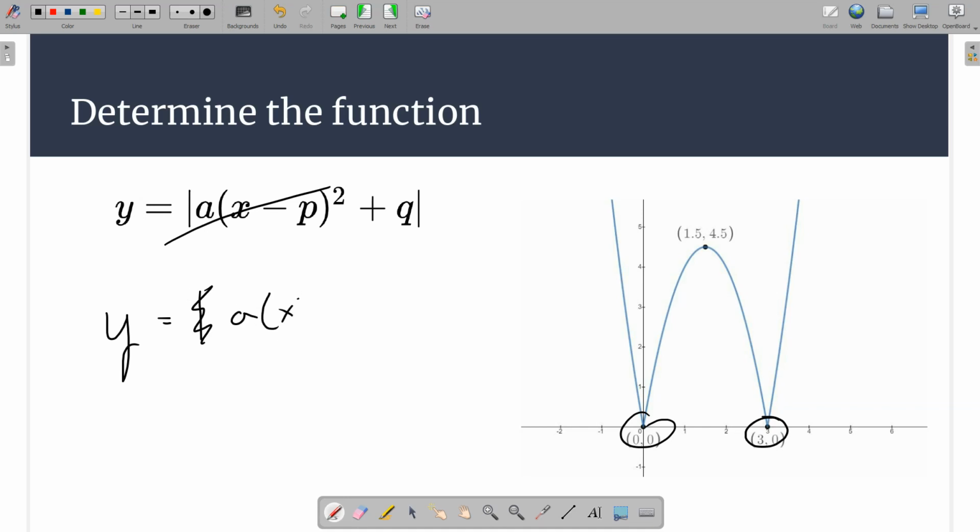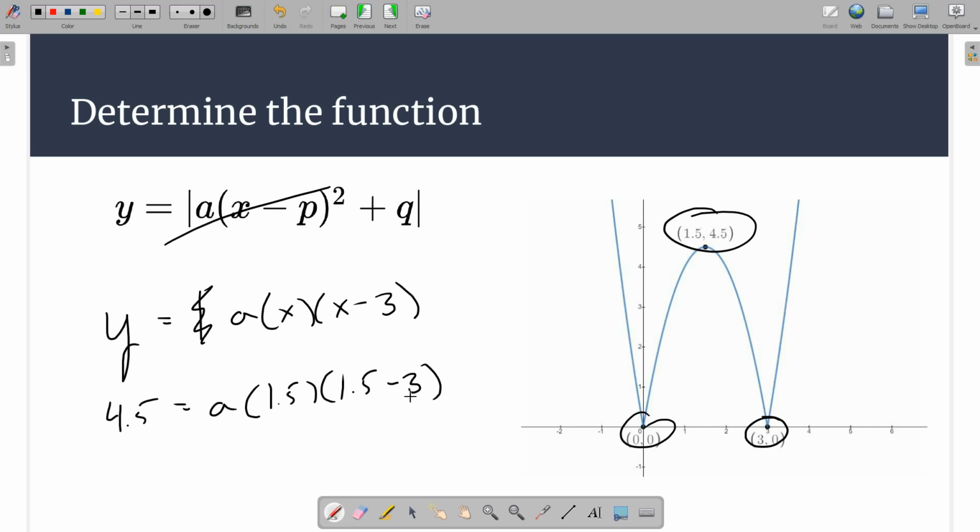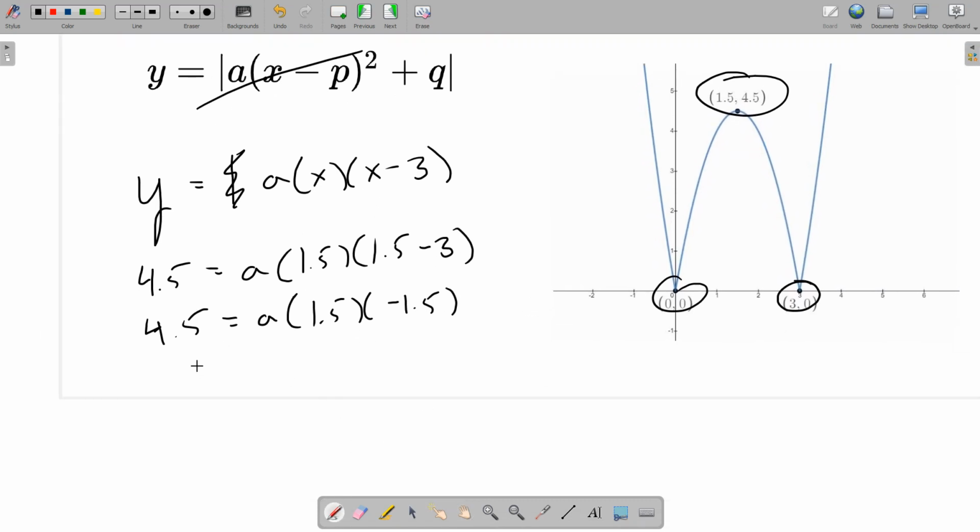So a times x, and then (x - 3). And now I've got to find what my a value is. So I'll plug this vertex in to find my a value. So I'm going to have 4.5 is equal to a times 1.5, and then (1.5 - 3). So this is 4.5 is equal to a, and then that's still 1.5, and this will be negative 1.5. So this is going to be 4.5 is equal to a times 1.5 times 1.5, which is 2.25. So this will just be negative 2.25. When I divide that away, that's going to give me 2 actually. So 2 is equal to a, negative 2 I should say.